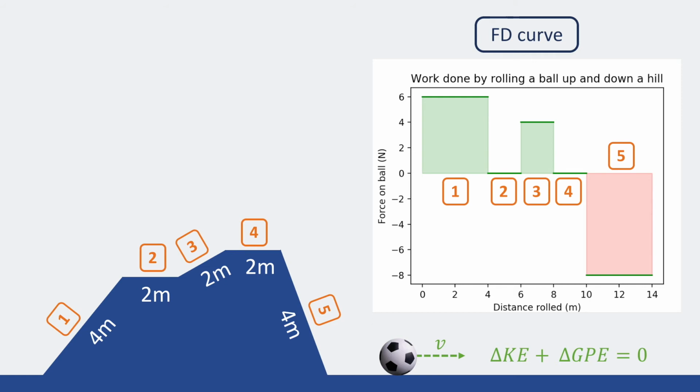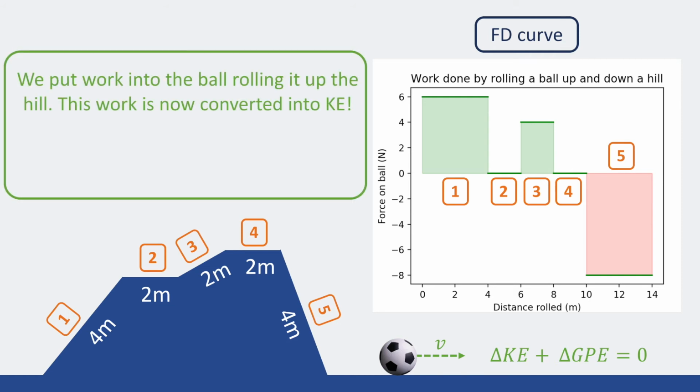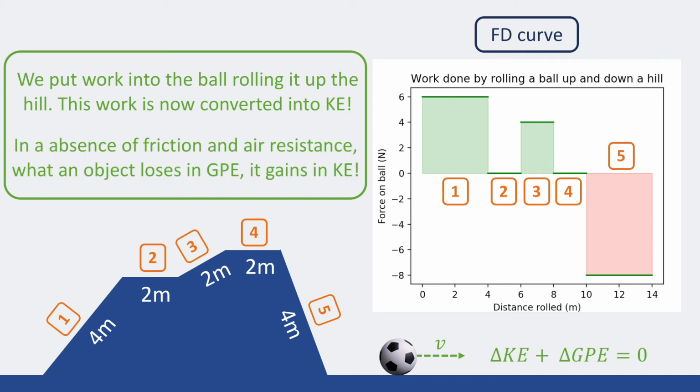Energy doesn't appear out of nowhere. Kinetic energy and gravitational potential energy just get converted between one another. So we put work into the ball rolling it up the hill, and this work is now converted into kinetic energy again. And in absence of friction and air resistance, what an object loses in gravitational potential energy, it gains in kinetic energy.